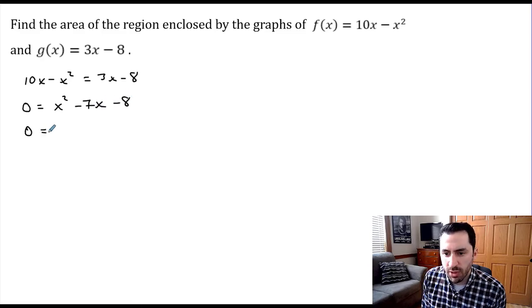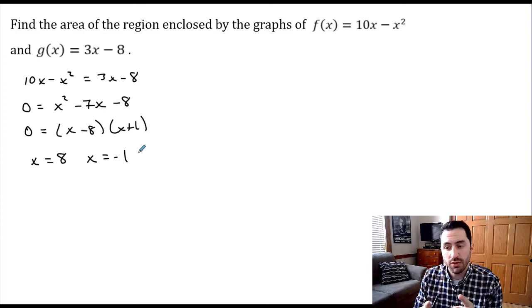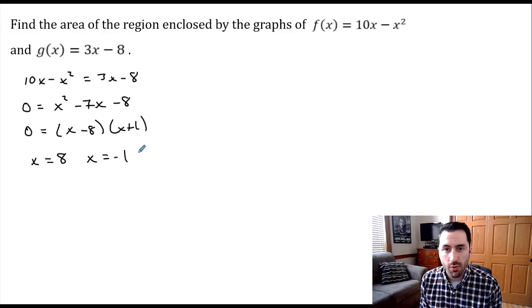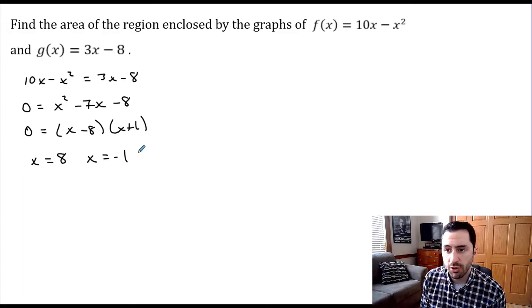And I believe we should be able to factor this. So two numbers that multiply to negative 8, but add to negative 7. That's going to be x minus 8, and then x plus 1. So our two x values, we have x is equal to 8, and x is equal to negative 1. So at those two x values, that's where these two graphs are going to intersect. Now, right now, I'm not overly concerned about what the exact points are, just because I wanted to know my left and my right bounds, because that's going to help me set up my integral.